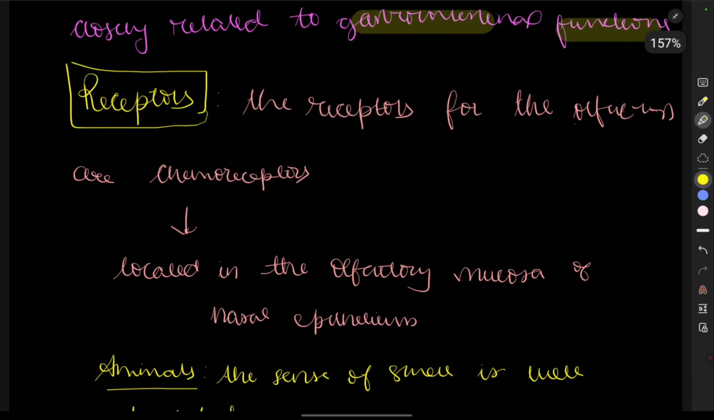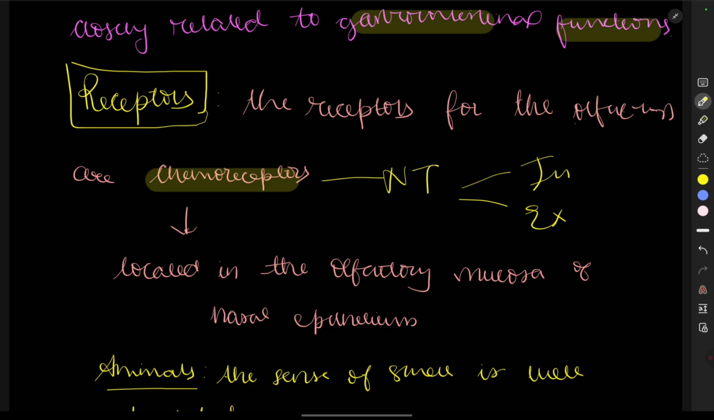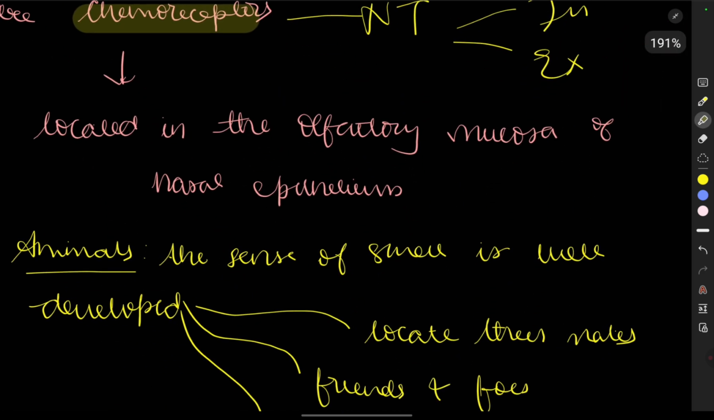Now, talking about the receptors, they are called the olfactory receptors. The receptors for the olfaction are the chemoreceptors, which act through the release of neurotransmitters that can be inhibitory or excitatory. Now, they are located in the olfactory mucosa of the nasal epithelium. Our nose has epithelium and it also has the mucosa. That mucosa is called the olfactory mucosa. So, these chemoreceptors are located in the olfactory mucosa of the nasal epithelium.